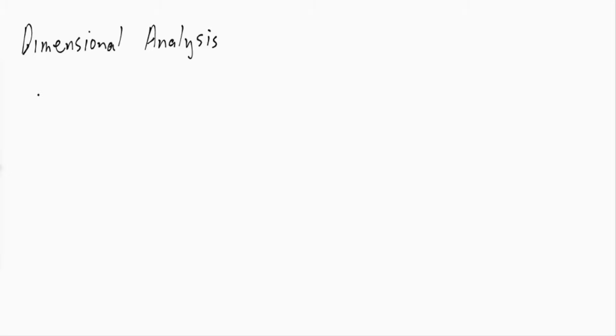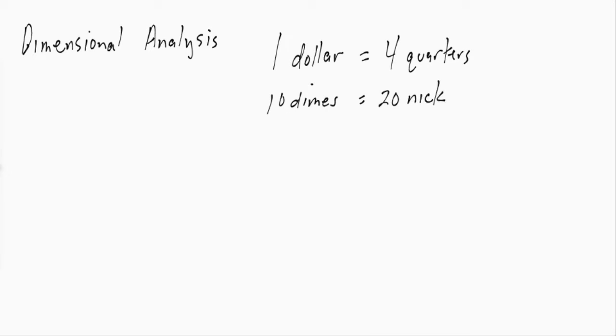And a conversion factor basically just equates two different things that are in the same dimension. For instance, if we're talking about money, $1 is equivalent to 4 quarters. And 10 dimes is equivalent to, you could say 4 quarters as well, or you could say 20 nickels. There's a bunch of different ways you can compare all of these different units that have to do with money, if that were a dimension.